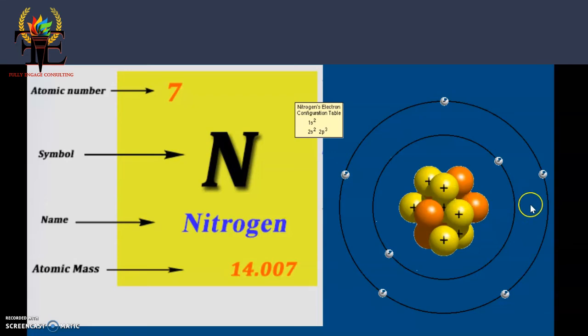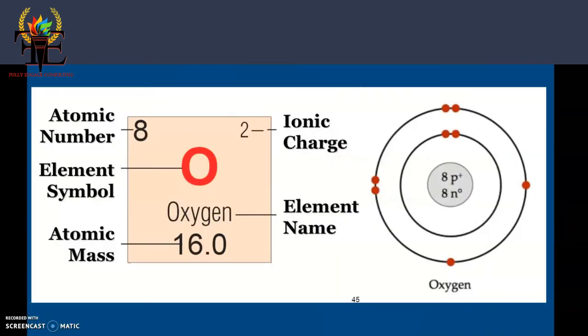So you want to make sure you give them more than one example. So we're going to also look at oxygen. Here we know that this is a nucleus. They should be able to tell you, and this is identified here, there are 8 protons, 8 neutrons. 8 protons representing the atomic number, 8 neutrons representing the atomic mass, and there are 8 electrons in the electron cloud or in the orbital space.